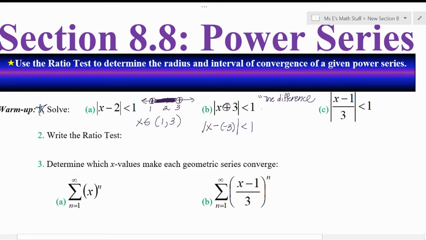So we would translate this to be the difference between your x values, or your solutions, and this time your anchor value is -3, and then we would say is less than 1 unit.